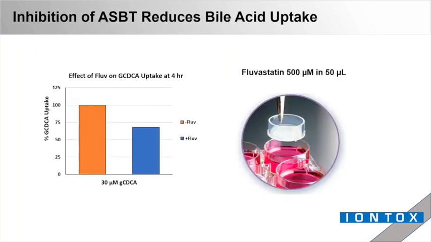We can also inhibit the activity of ASBT. This is done using a 500 micromolar single exposure of fluvastatin in a 50 microliter dose. And what we see is about a 30 to 35% decrease in the uptake of GCDA. So we can actually inhibit the activity. So it's present and functional.